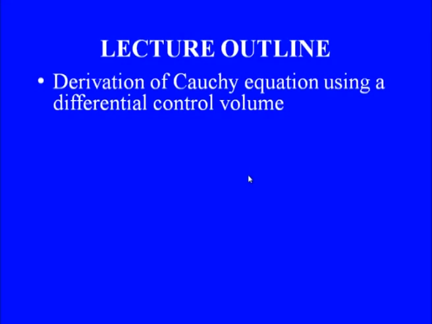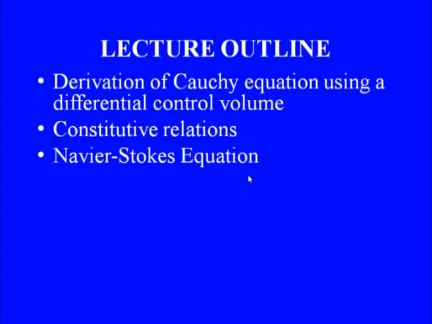This is the outline of today's lecture. We would finish the unfinished business of the previous class. We would derive the Cauchy equation using a differential control volume. Then we would have a look at what we mean by constitutive relations, and thereafter we would derive Navier-Stokes equations. We will also have a look at a few simplified forms, notably the Euler's equation.